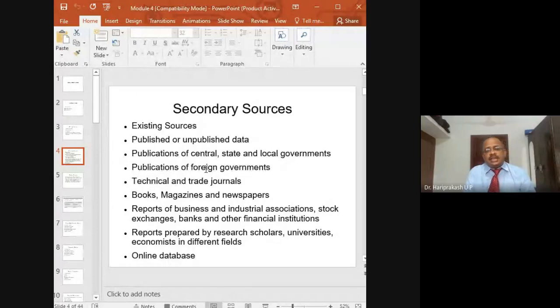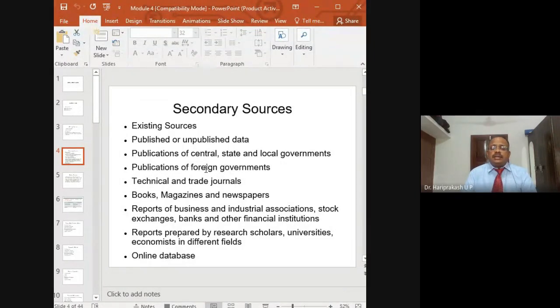There are so many other secondary sources. Okay? So secondary sources means which is already existing, already there. Somebody has already collected it. It is stored. It is published. Published or unpublished, it may be the data is published somewhere or it is not published somewhere. But it is already collected. So that is called secondary sources or secondary data.